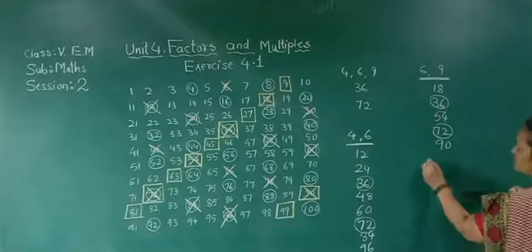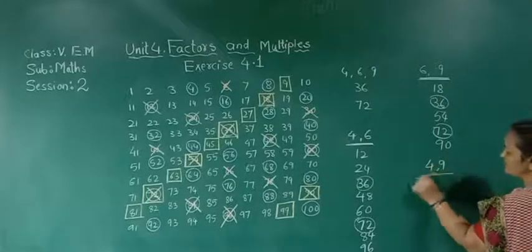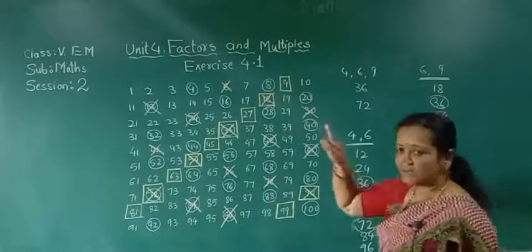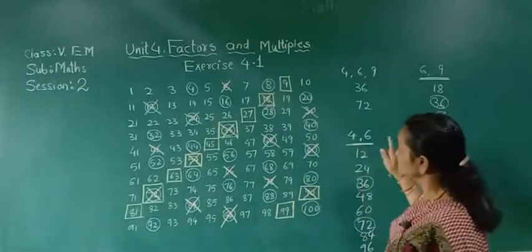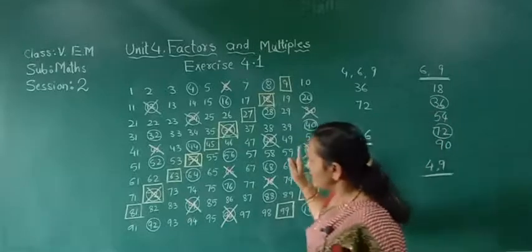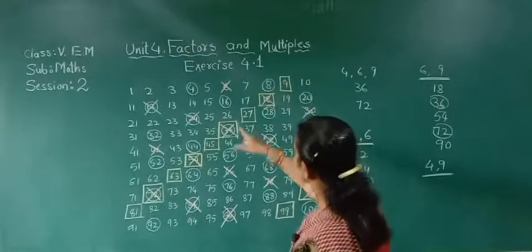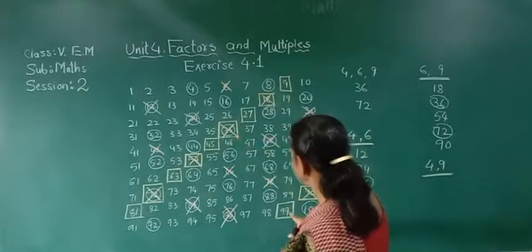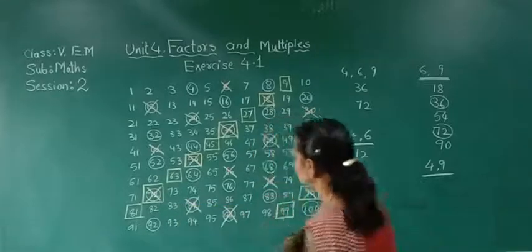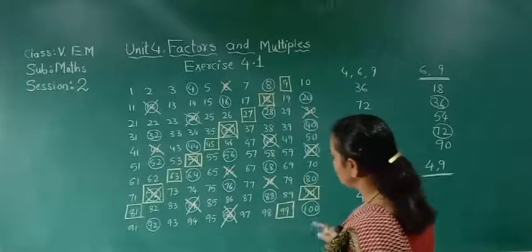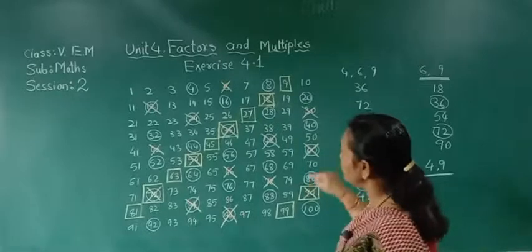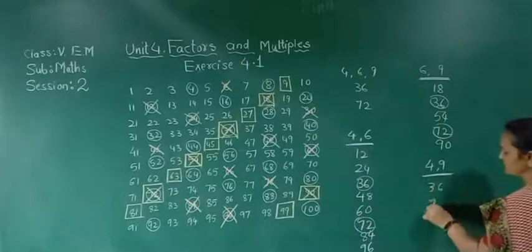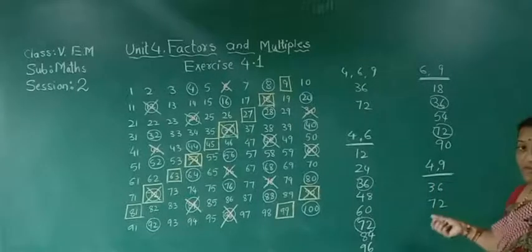4 and 9. Here 4 means blue circle and 9 means yes, so square. So 4 and 9 both together we find only 36 and 72, isn't it? Both we should get circle and box. So only 36 and 72. So these are called common factors.